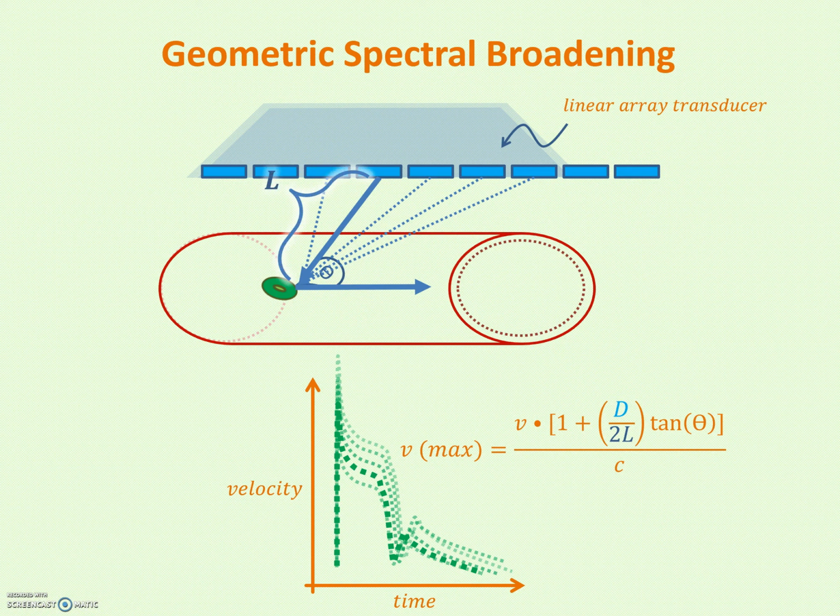So actually, the nearer the scatterer is to the aperture, the greater the risk for this spectral broadening effect. And manufacturers actually take advantage of this, and what they do is they create dynamic apertures. And the fascinating thing is that different manufacturers actually have different algorithms for how the dynamic apertures work.